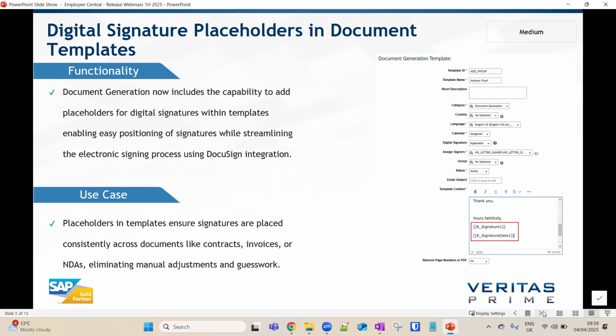Previously, in some examples, we've implemented hard-coded images, but with this feature now, you're going to get a lot more genuine digital signatures, and it's going to look a lot better and work much more efficiently. Again, the use case here is that placeholders will ensure signatures are placed consistently across all documents like contracts, so anything that you're using document generation for can be enhanced.